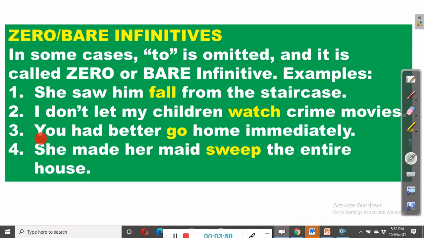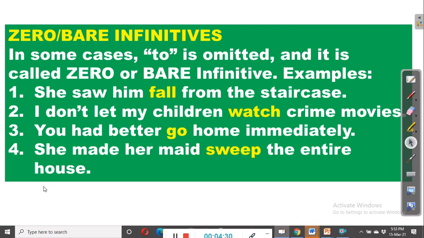Number 3, you had better go home immediately. The bare infinitive here is go. Number 4, she made her maid sweep the entire house. Now, let me ask you, can you identify the zero or bare infinitive in sentence number 4? Well, yes, of course. The bare infinitive is sweep. Alright, so now you have known what the zero or bare infinitive is all about.